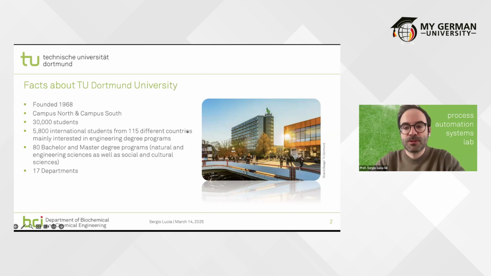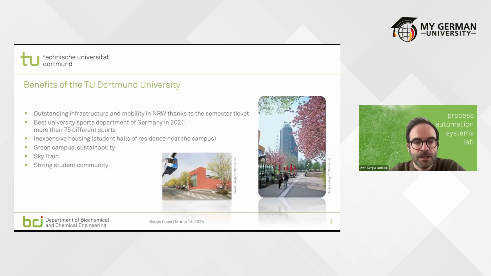So maybe a little bit about TU Dortmund University, in case you have never heard about this university. It was founded in the 60s. It has two campuses, North and South campus, and 30,000 students. So it's a rather big university, with a lot of international students, and it has 17 departments with many engineering subjects, but also social sciences, math, and computer science. So it's a general university.